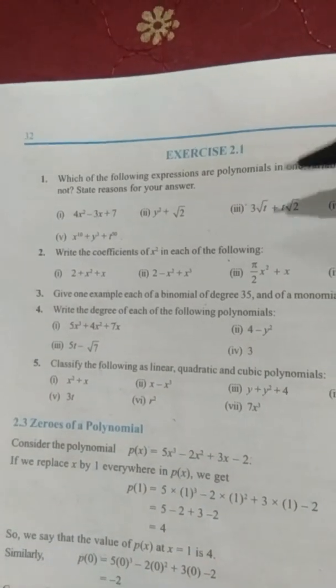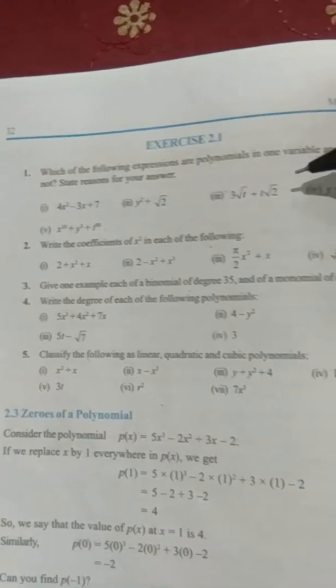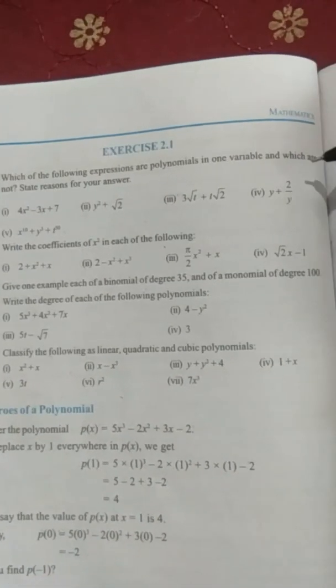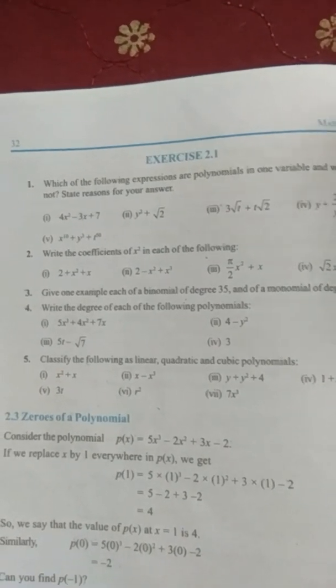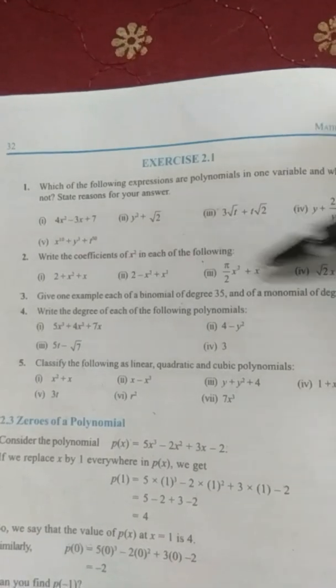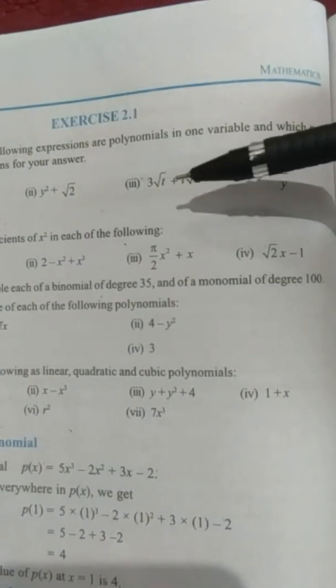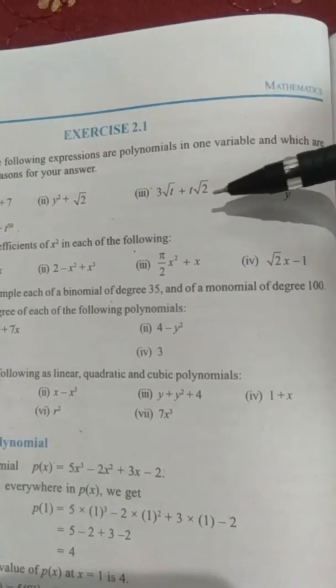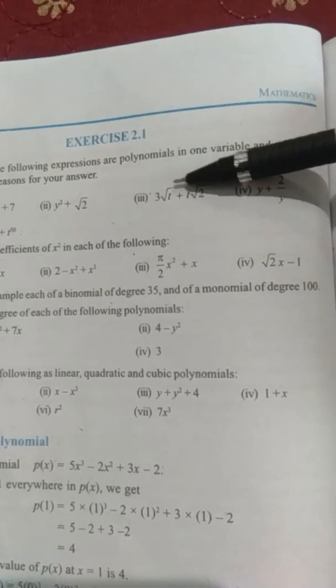Okay, first one, you look at your textbook. Which of the following expressions are polynomials in one variable and which are not? State reason for your answer. You just think in this case which are polynomials and which are not. You will just look at 3√t + t√2. This is not a polynomial because the variable is in the root sign.